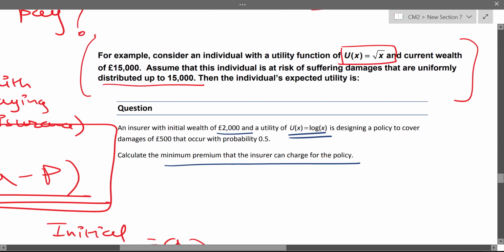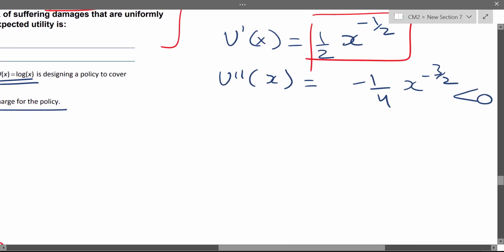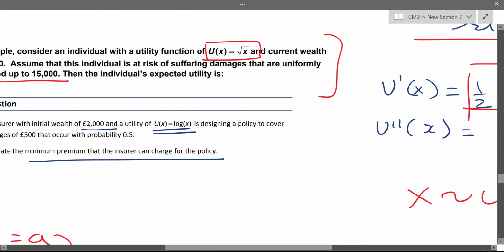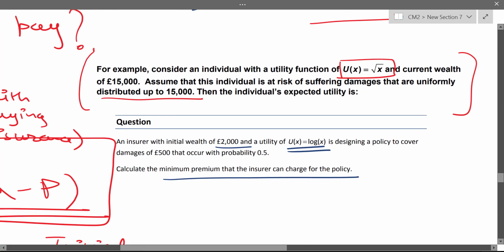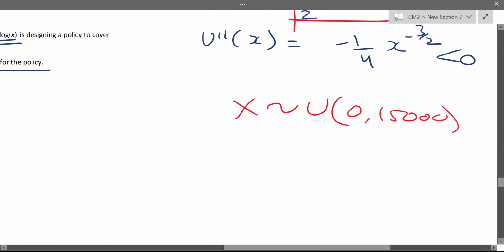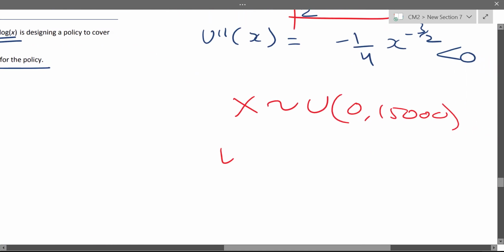What is the expected loss under the risk event? Well, you have the loss which follows a uniform distribution from 0 to 15,000, right. It says that the damages are uniformly distributed up till 15,000. So, this is the distribution. So, what is the expected loss, or what is the expectation of X? It's 7,500. This is the expected loss.